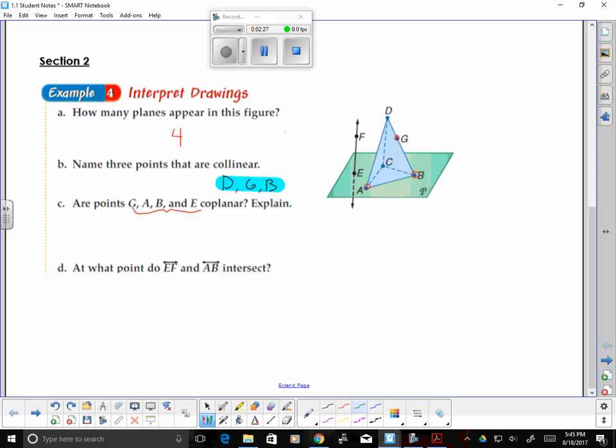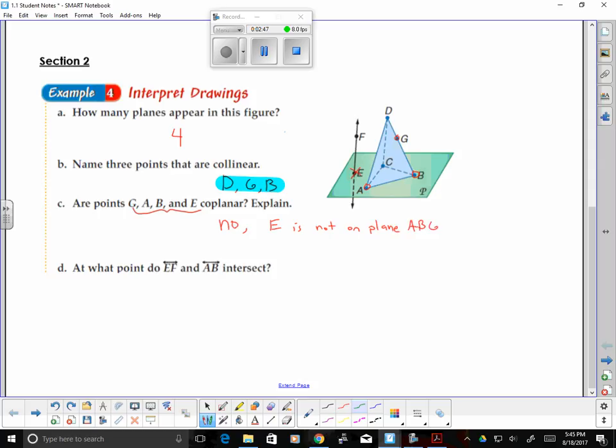And then point E is out here. So that's no. Okay, those are not coplanar. We could say E is not on plane ABG.